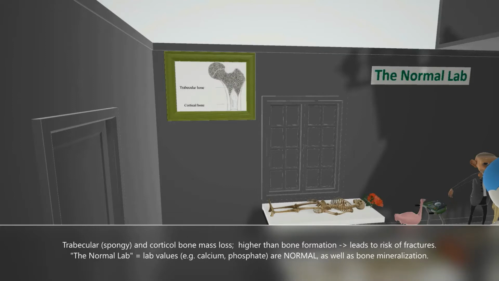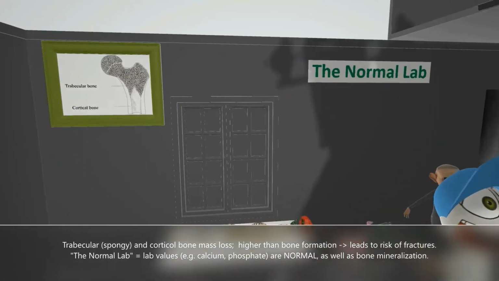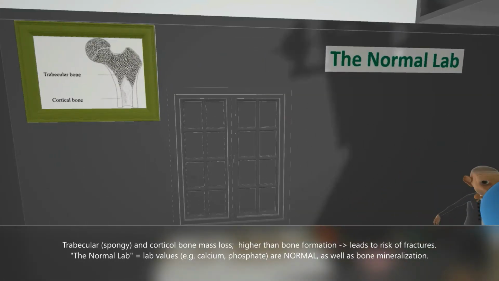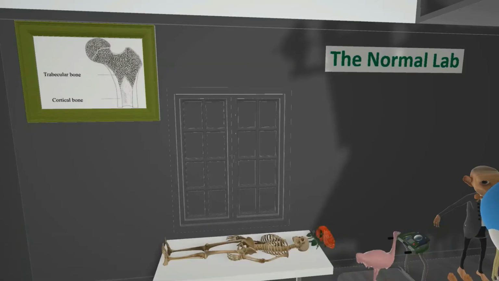But the thing with osteoporosis is that lab values will be normal. That's why we have this sign on the wall over here that says normal lab. Now you and me both know that this is not a normal lab. But the normal lab over here is going to remind us that lab values are normal. Serum calcium is normal, phosphate is normal, bone mineralization will be normal. This is as opposed to like in osteomalacia, where lab values would not be normal.